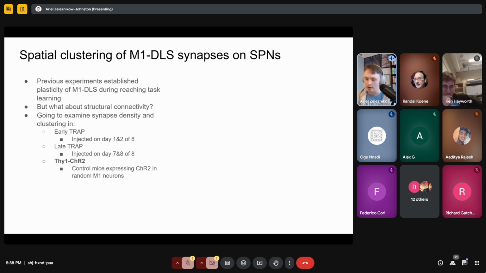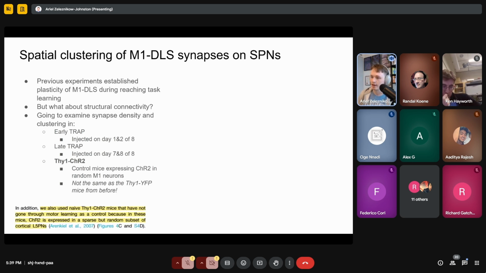Now, instead of just intrinsically labeling some population of random layer 5 neurons, they are also going to be able to optogenetically stimulate some random population of M1 neurons in these control mice, to see what happens with synapses, synapse density and clustering if you're just randomly picking a subset of neurons in M1 to stimulate and then influence the DLS.